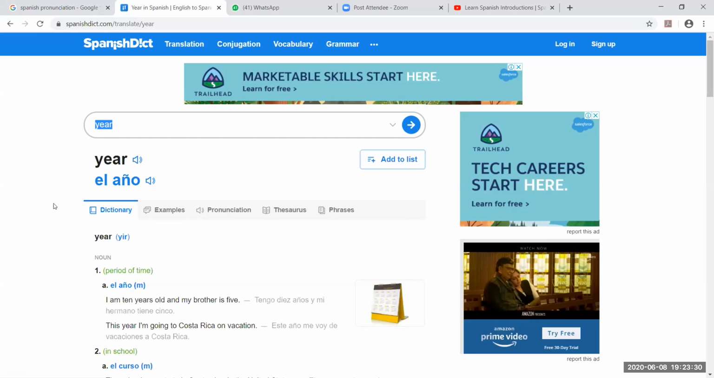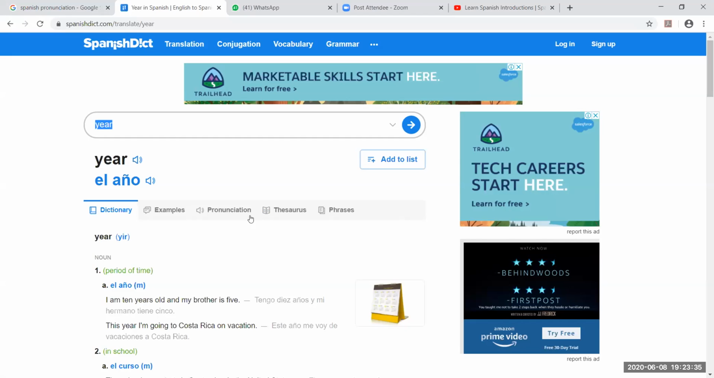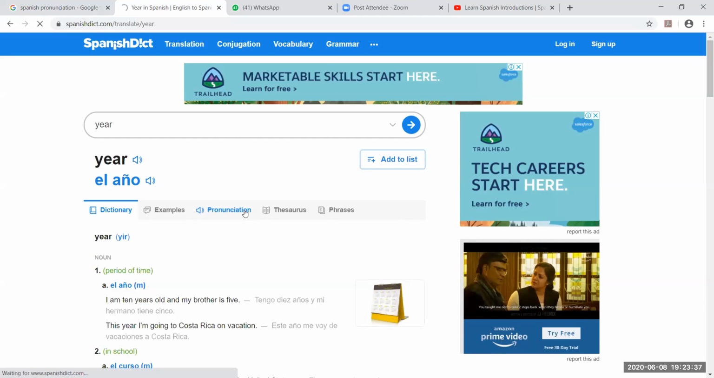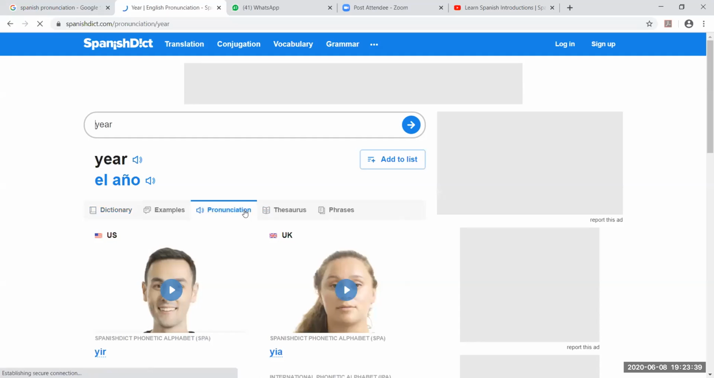Are there changes in the pronunciation also? Yes, there is. I will actually just bring out the pronunciation right here. Give me one second.